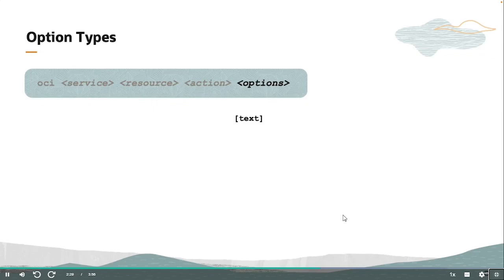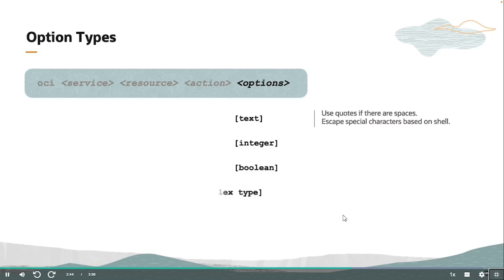The gotchas here are to use quotes if there are spaces, and to escape any special characters based on the shell. Second, we have integers. That just means a number. Third, we have Booleans. For these, you have to just enter true or false. And the last and most difficult one is complex type. These are JSON strings. In general, you'll have to generate a JSON template to fill in to figure these out.